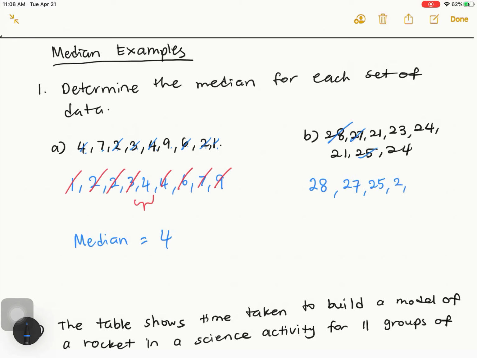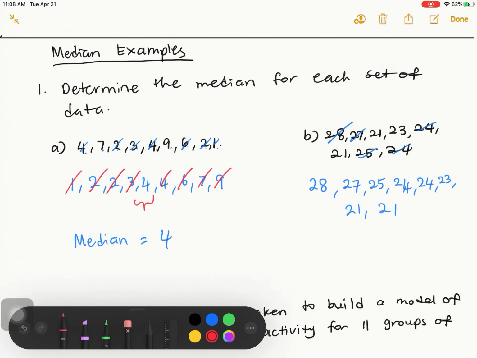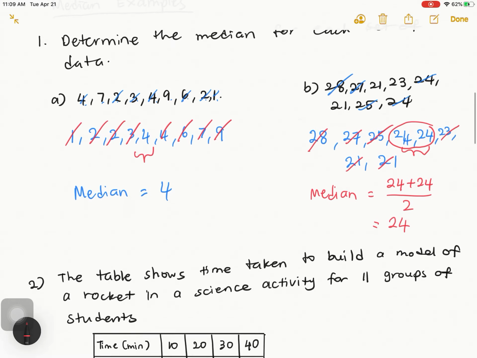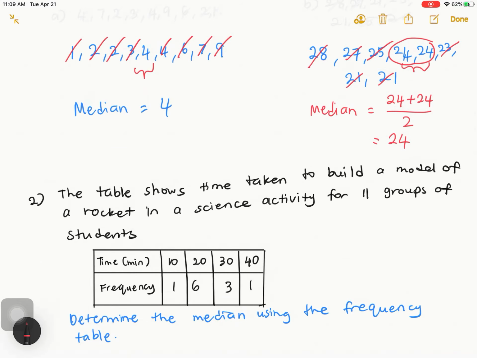So 27, 25, 24, 24, 23, 21, 21. Now let's eliminate the first number and last number. So first and last, second and second last. This one and this one, and hey, we got two numbers that are exactly the same. So the median is taking 24 plus 24, because that is the only number that is left, right? So I divide it by 2. Then if you use your calculator, you get the median is 24. Okay, just like that. So easy, right?